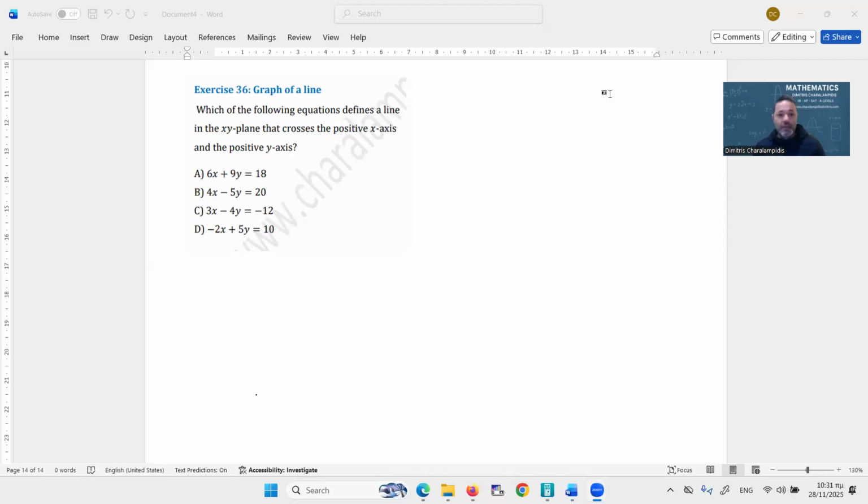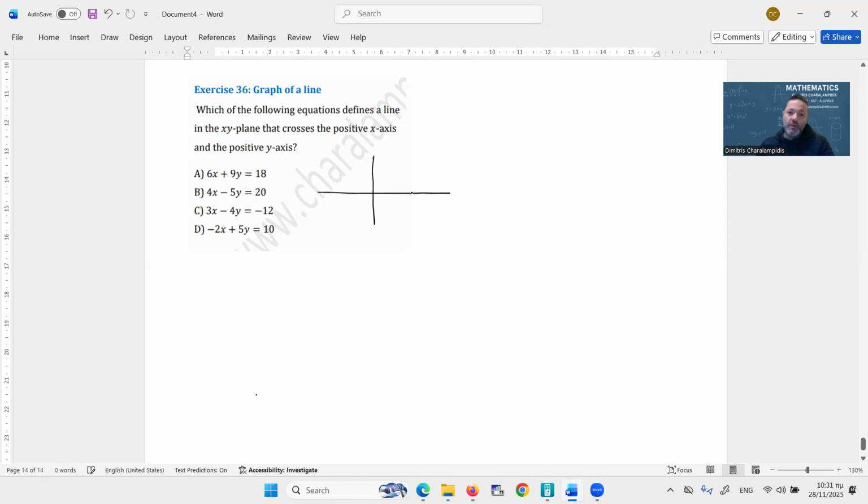Exercise 36. Which of the following equations defines a line in the xy plane that crosses the positive x and the positive y axis? So, let's see. First of all, what does it mean by that?